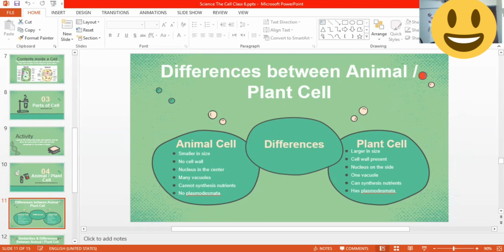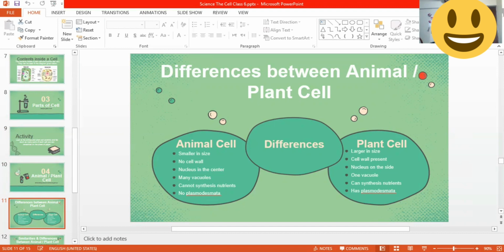ठीक है. No cell wall. Animal cell has no cell wall. Cell wall नहीं होती है, लेकिन plant cell में होती है. एक extra layer होती है cell membrane के बाद. Nucleus is in the center of the animal cell, एनिमल सेल के सेंटर में होता है न्यूक्लियस, while the nucleus inside the plant cell is not in the center, it's towards the side. ठीक है, many vacuoles, animal cell have many vacuoles, but plant cell only has one vacuole.